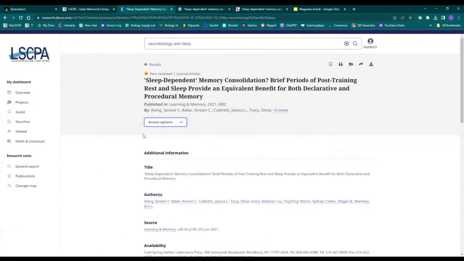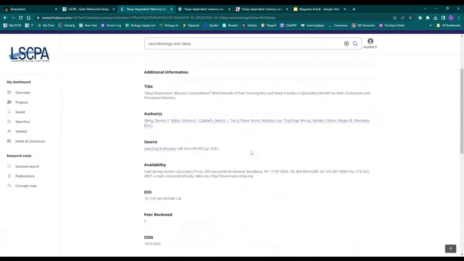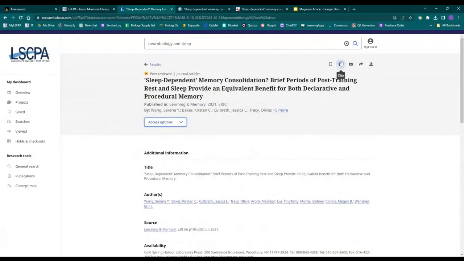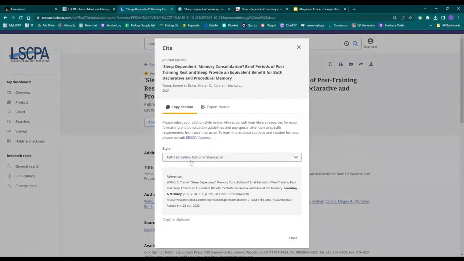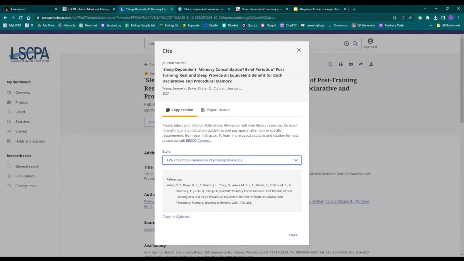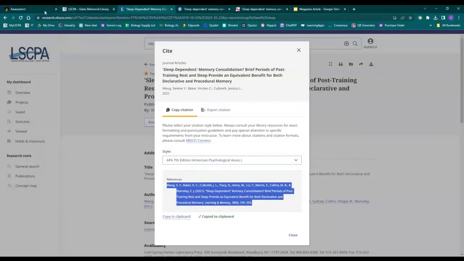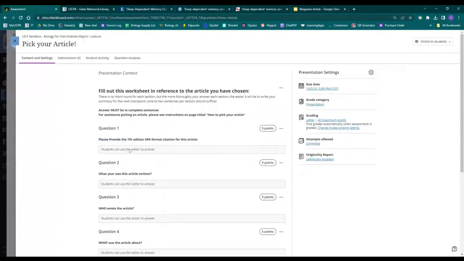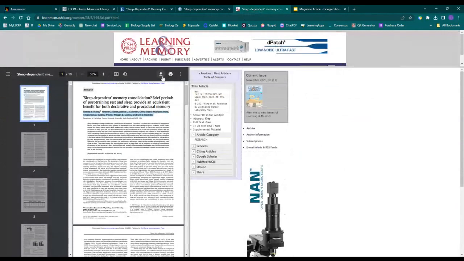So the first one is to provide an APA citation for your article. So we found this article in the library website, the LSCPA website. All I have to do is go to this little quotation marks called citations, and I do not want to use Brazilian National Standards. I want to use APA 7th edition standards. All right, all I have to do is copy this to the clipboard, go back to my assessment, and paste it here. Okay, I'm not in the student view, so I can't paste it, but you're going to paste it here.